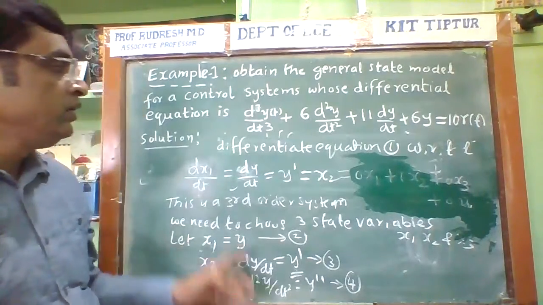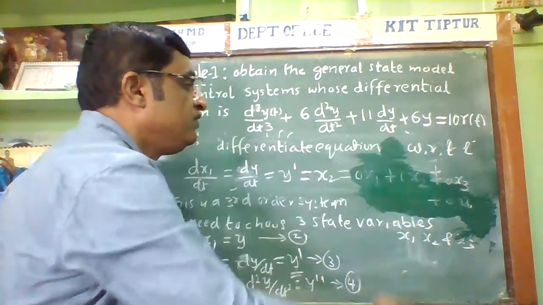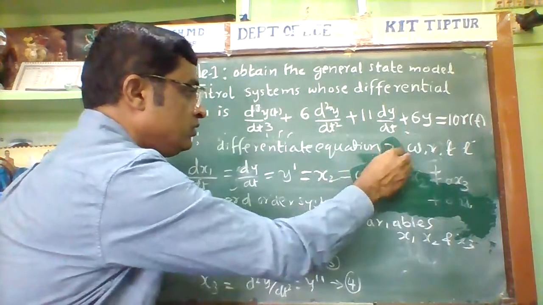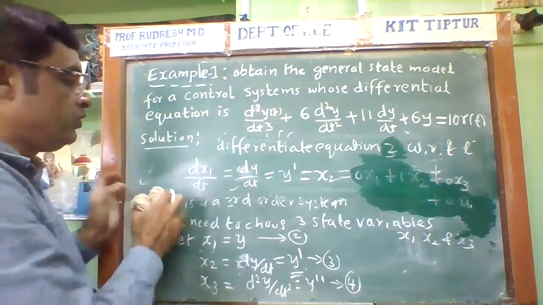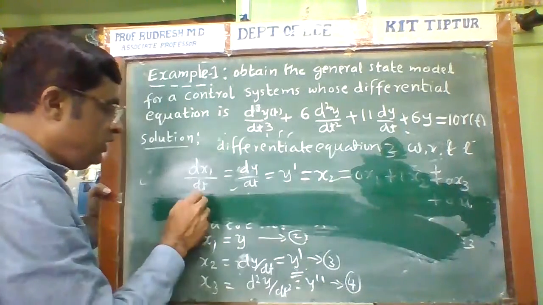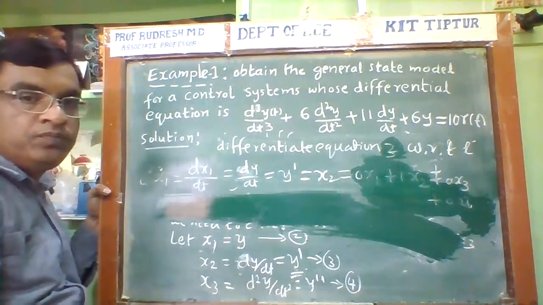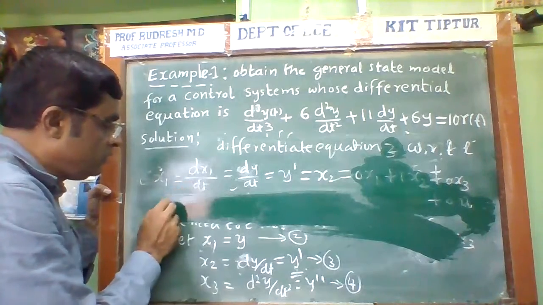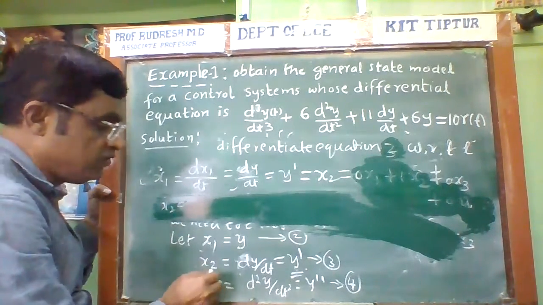Now similarly, differentiate equation 2 with respect to t. Now you have to differentiate this with respect to t. Similarly, x2 dot is equal to what? x2 dot is equal to, differentiate this.